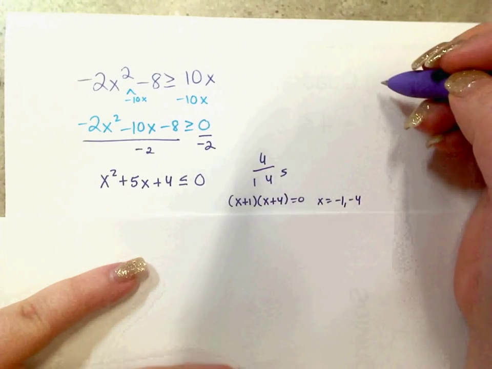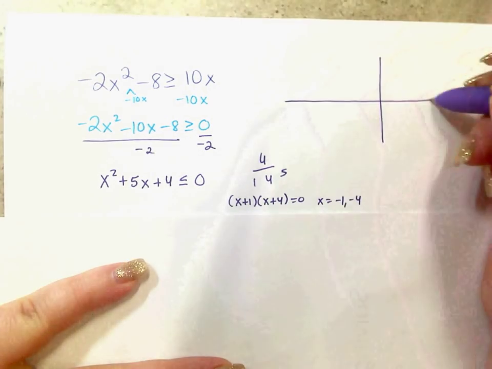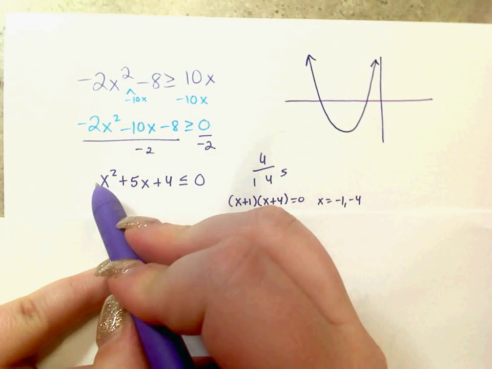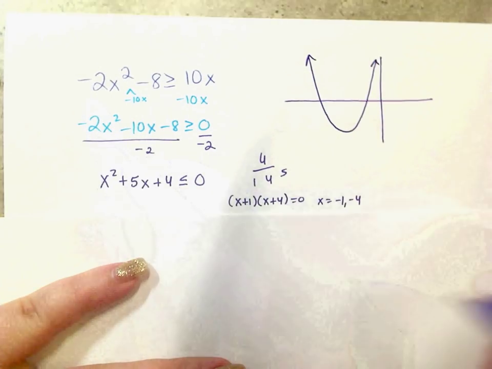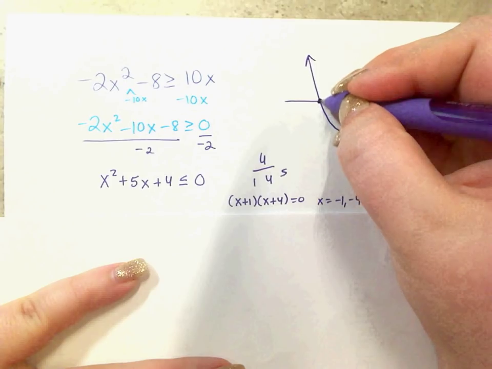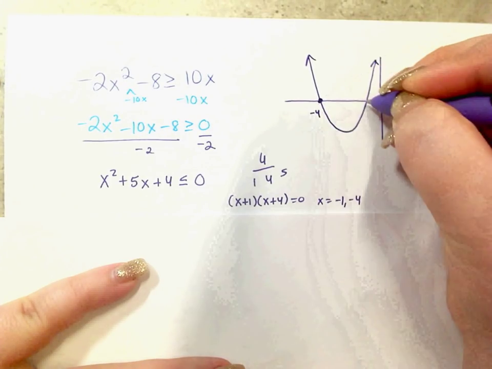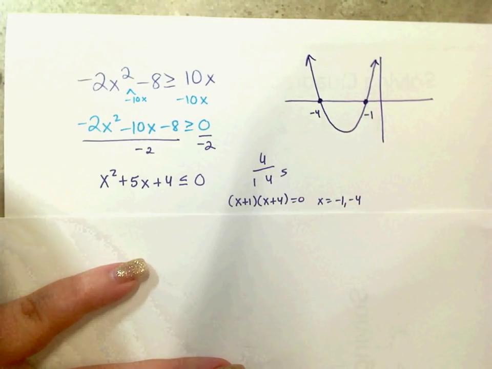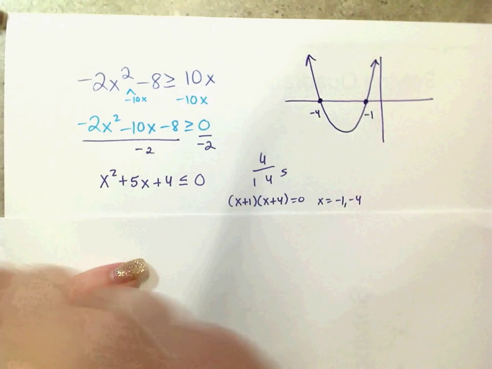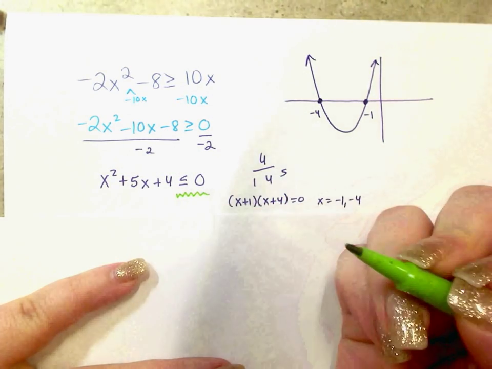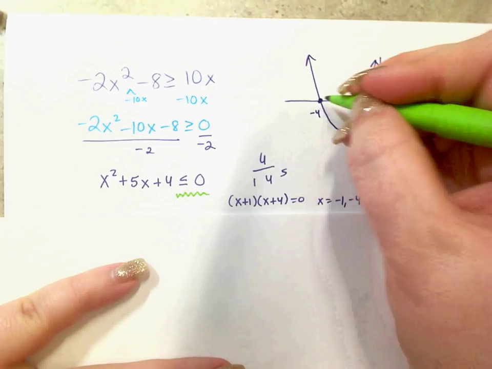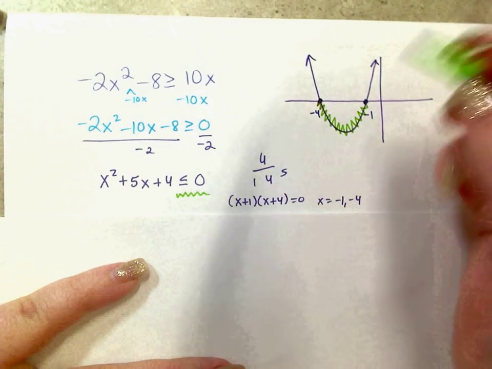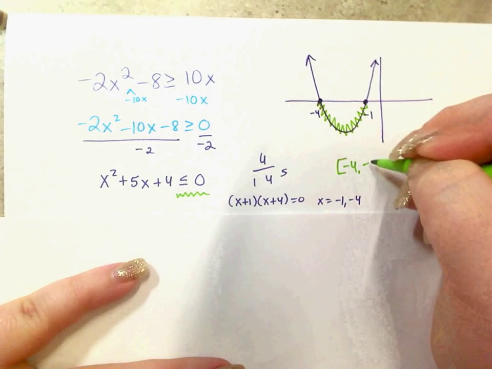Always very important that you get the order correct. So I've got a parabola, and it opens up because this is a positive. Now that I'm solving this, I got rid of the negative. And I've got negative 4 and negative 1. So the question is, when are we less than or equal to 0? So we are less than or equal to 0 when we are at 0 and below. So this is another one where it's between the two and including them. So my final answer would be negative 4 to negative 1.